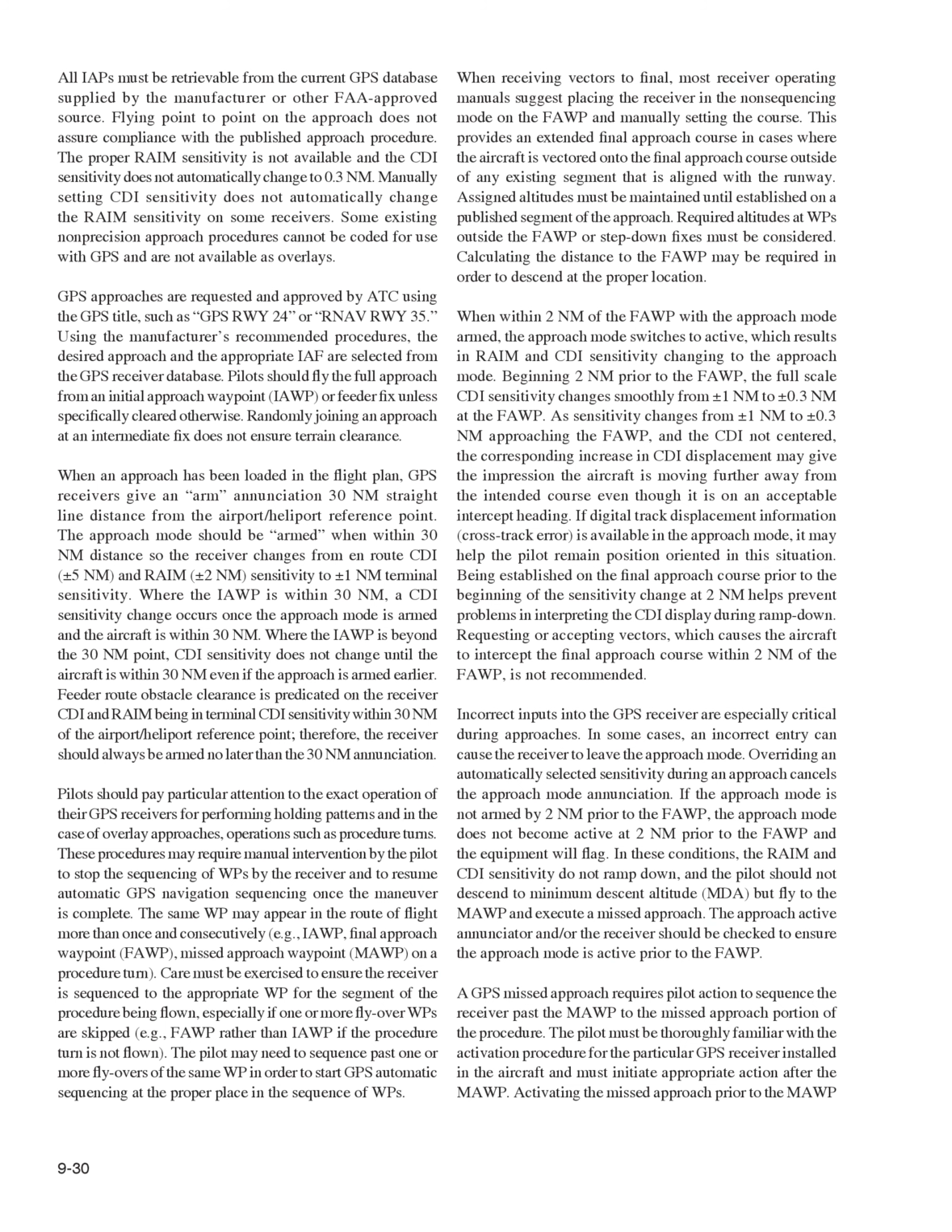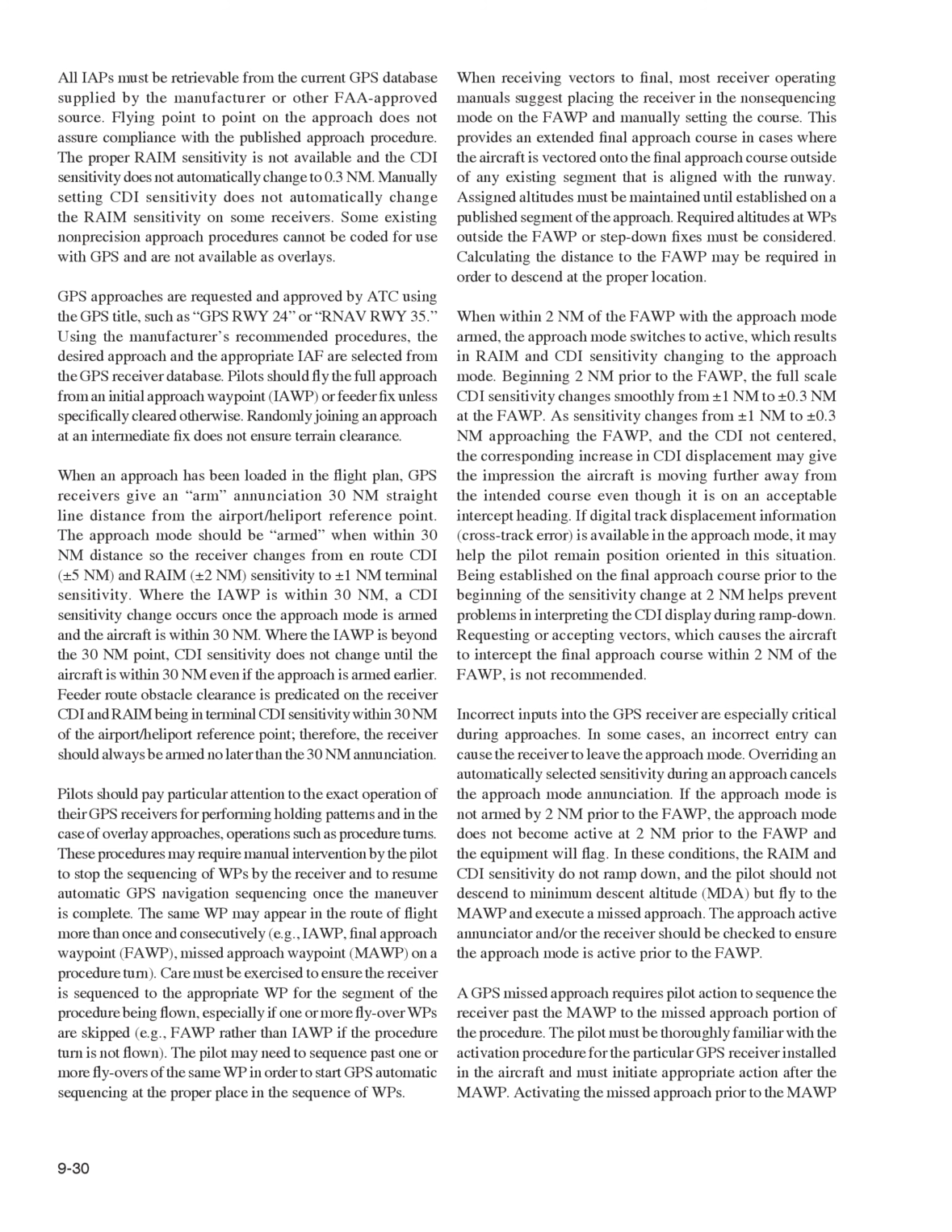Assigned altitudes must be maintained until established on a published segment of the approach. Required altitudes at WPs outside the FAWP or step-down fixes must be considered. Calculating the distance to the FAWP may be required in order to descend at the proper location. When within 2 nautical miles of the FAWP with the approach mode armed, the approach mode switches to active, which results in RAIM and CDI sensitivity changing to the approach mode. Beginning 2 nautical miles prior to the FAWP, the full-scale CDI sensitivity changes smoothly from plus or minus 1 nm to plus or minus 0.3 nautical miles at the FAWP.